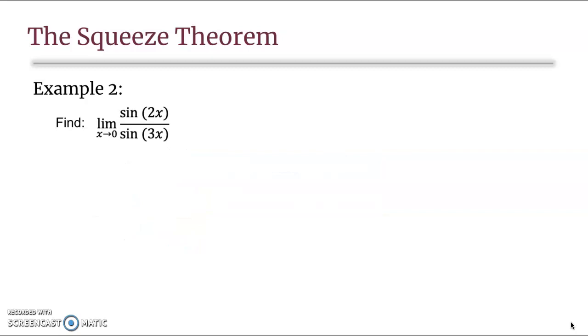Let's look at another example. I have sine of 2x over sine of 3x, and I'm interested in the limit as x approaches 0. If I can get sine of 2x over 2x, I'm happy because I'll know the limit of that.